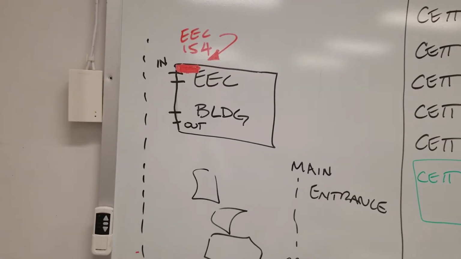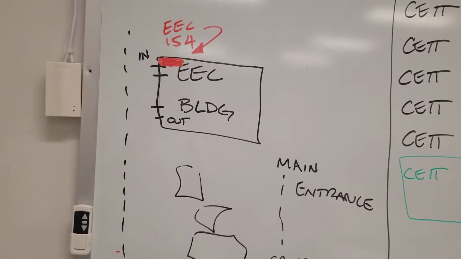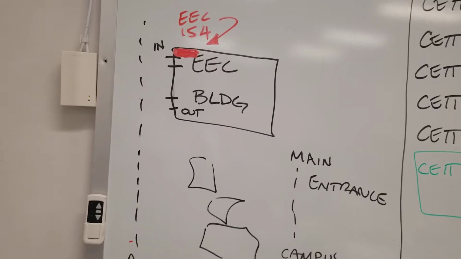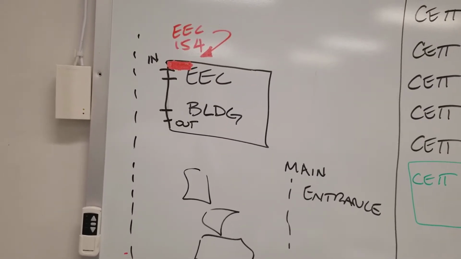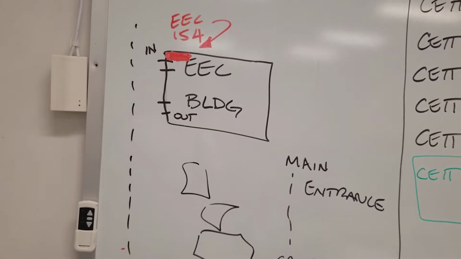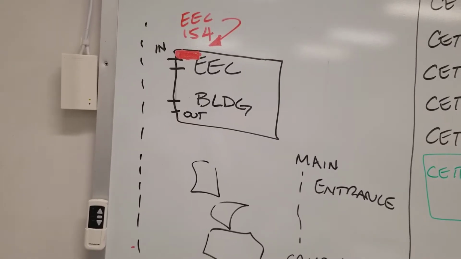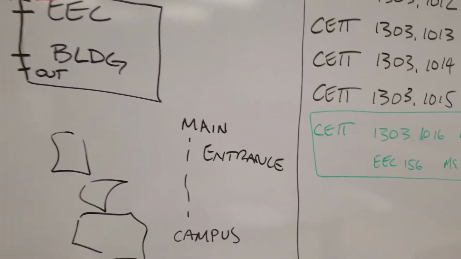If you look at room 154, there's a main entrance and a main exit to the building. Just for COVID protocol, we've done it that way. And as you come to the entrance of the building, where it says in right there, the little red box up there, my room will be to the immediate right. So all my classes will be held in room EEC 154. And so that's the classroom you need to be in.